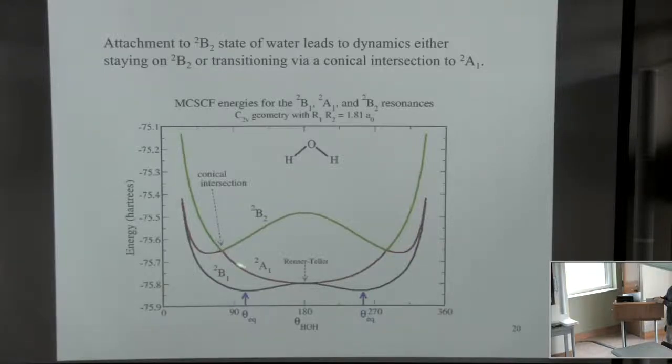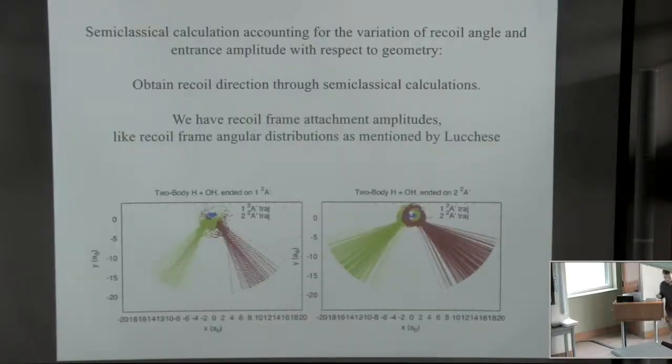See also that A1 does in fact slope down to linear, so that's consistent with the backward scissoring function that we saw. Now on the B2, you have the opportunity to either transit through the intersection or not. So you have either two final states, the B2 or the A1. To predict angular distributions for this process, I've done classical trajectory calculations using Tully's surface hopping on these two coupled potential energy surfaces.